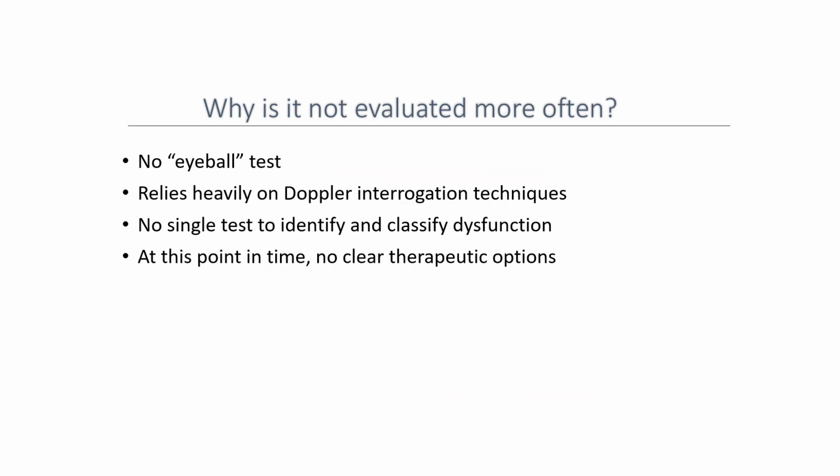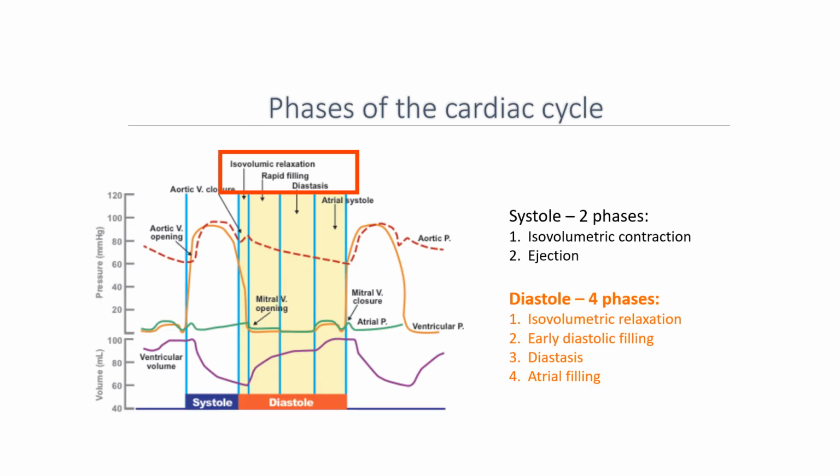It's interesting that diastolic dysfunction is not evaluated more often because there is no eyeball test, unlike for systolic function. It relies heavily on a lot of Doppler interrogation techniques, and there's no one single test to identify and classify it. And at this point in time, there are no clear therapeutic options.